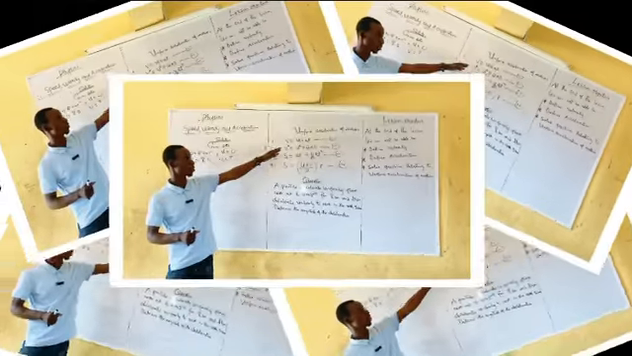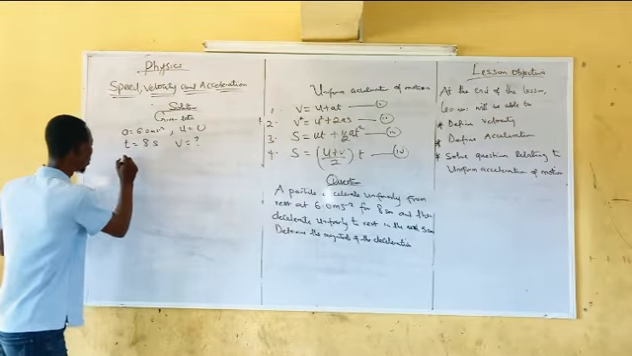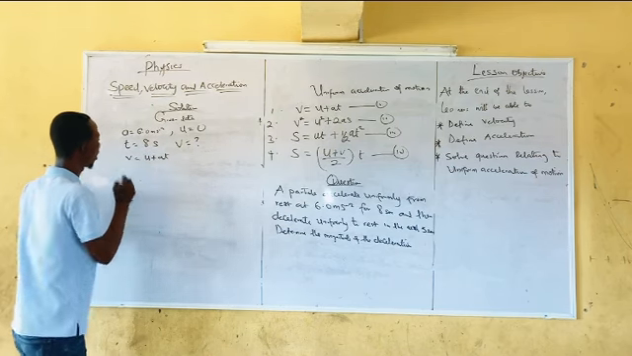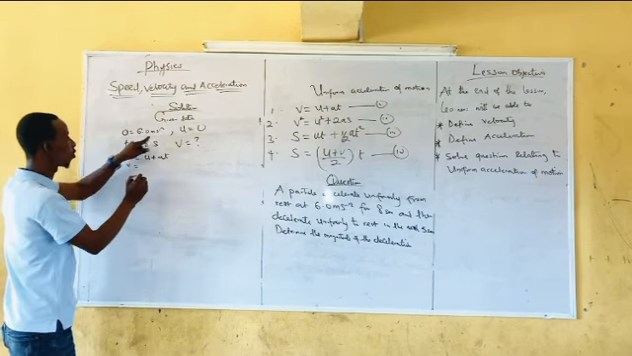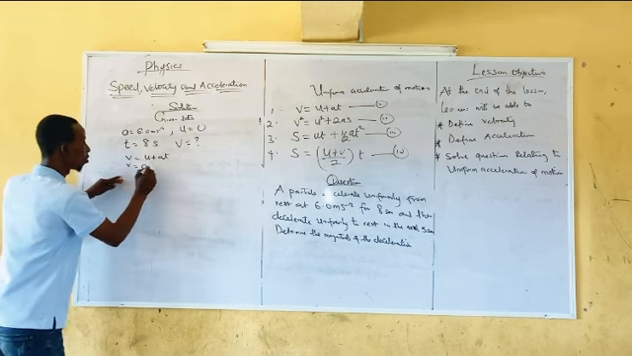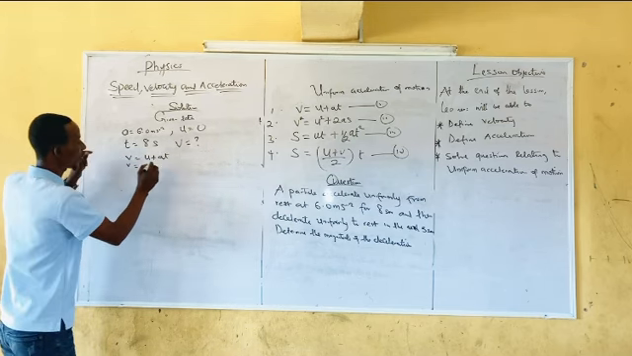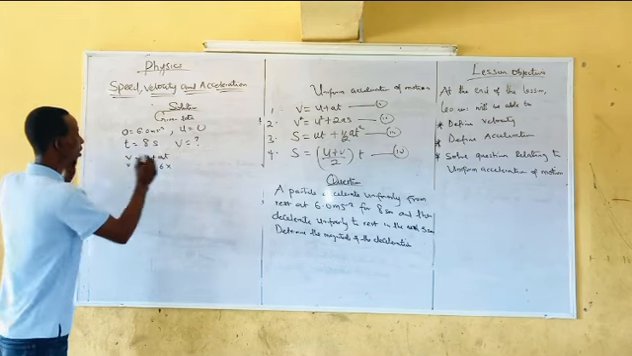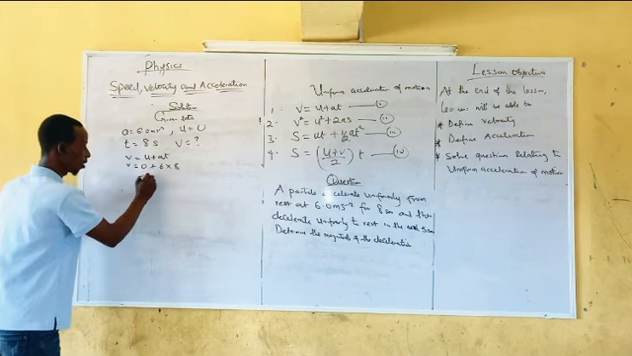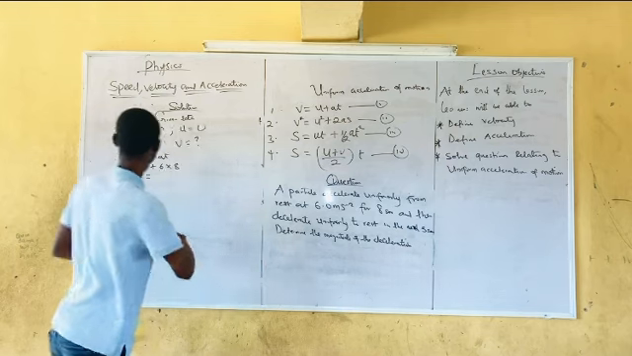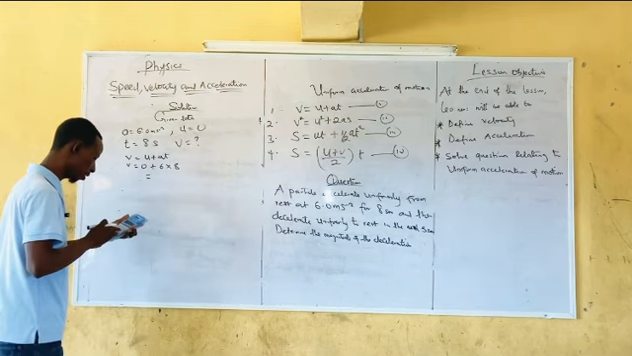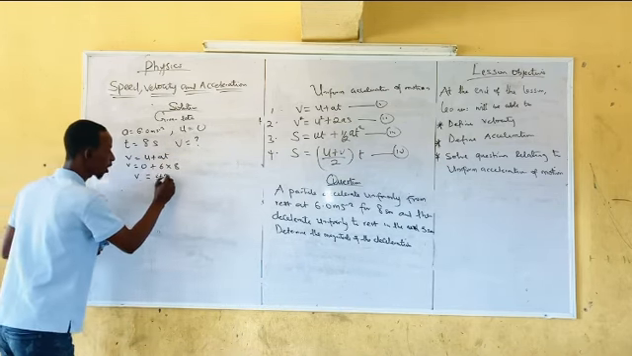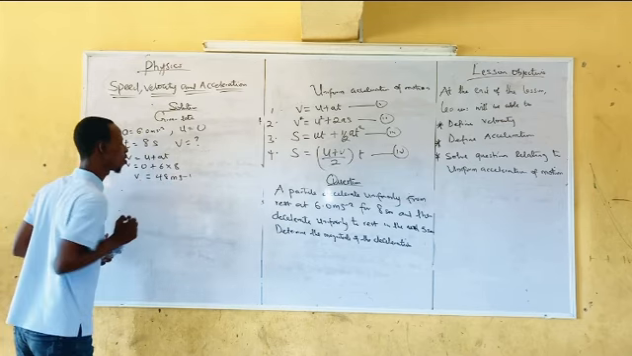From the equation of uniform acceleration of motion, v is equal to u plus at. So v is equal to, what is our u? 0, plus, what is our a? The acceleration, 6, times, what is our t? 8 seconds. That is 6 times 8, which is 48. Our v is equal to 48 meters per second.